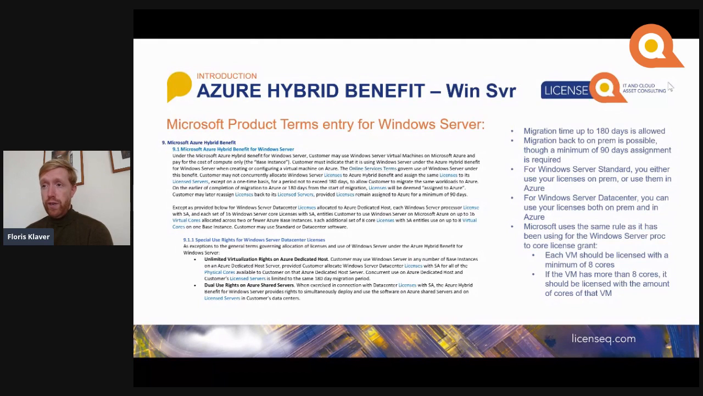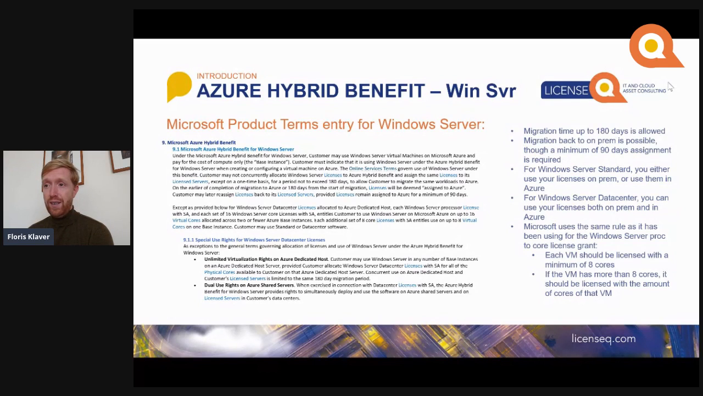This means that you can run both on-prem and in the Azure cloud for 180 days without Microsoft penalizing you for this. Migration back to on-prem is always possible. So if Azure doesn't work out for you and you want to move back to an on-prem situation, you can do so, but be wary that you always have a 90-day reassignment for your licenses.